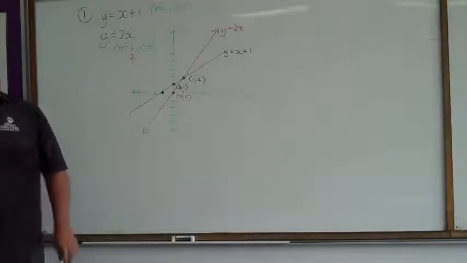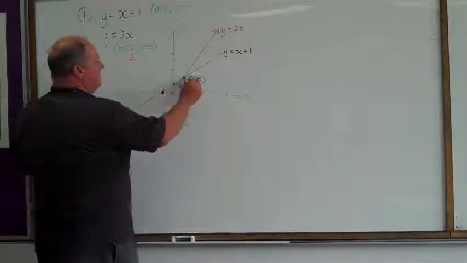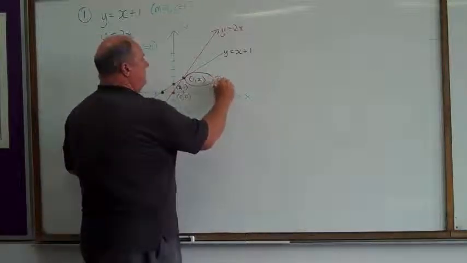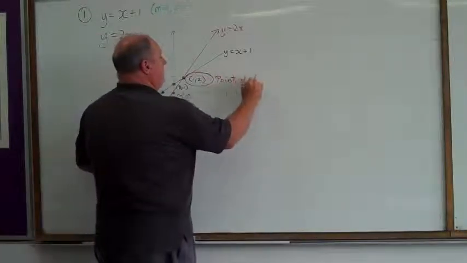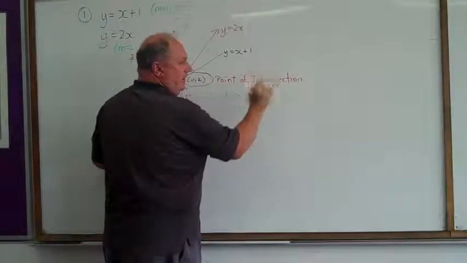Okay, these two graphs cross at one point. What point is it? (1, 2). Okay, so that's the answer we're looking for, the coordinate (1, 2). That's the point of intersection. That's when those two graphs are equal.